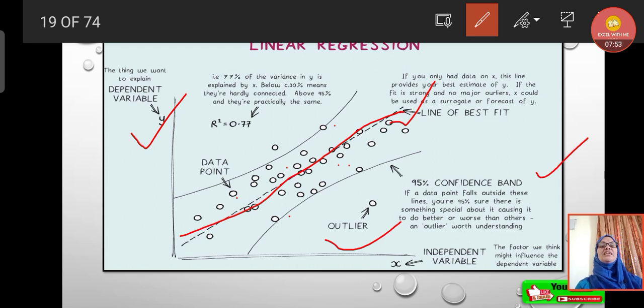So, here we can see 0.77, that is R square, the correlation coefficient we are talking about, that is 77% of the variance in y is explained by x. Below 30% means they are hardly connected, and about 95% means they are practically the same. So, this is all about x, the independent variable, and y, the dependent variable. So, x is the factor we think might influence the dependent variable.